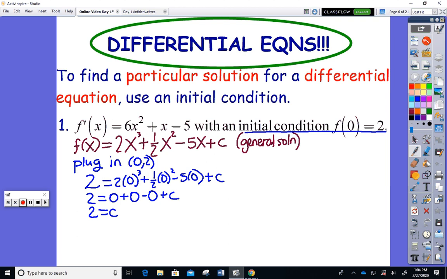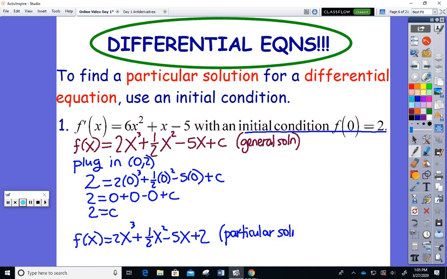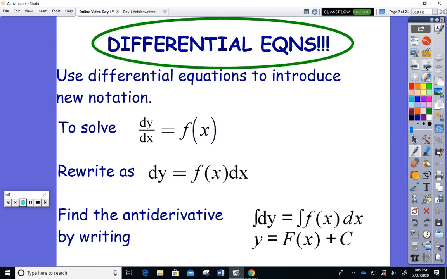So now what I can say is, f of x equals 2x cubed plus 1/2 x squared minus 5x plus 2. Now I've got the particular solution, which just means that you don't have c anymore. You always make sure that you find a number value for c, and then you're done. So your solution's a little more specific. Cool, huh? So we are going to stop right now, and then I'm going to start a new video.